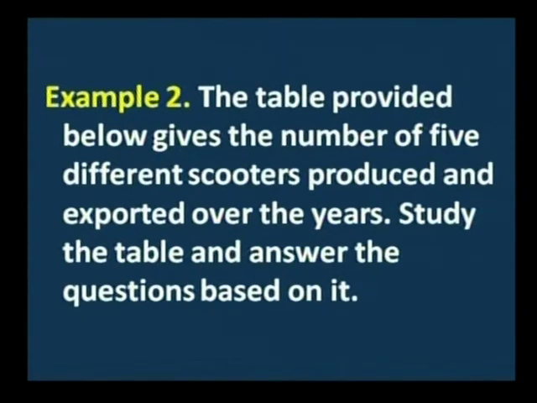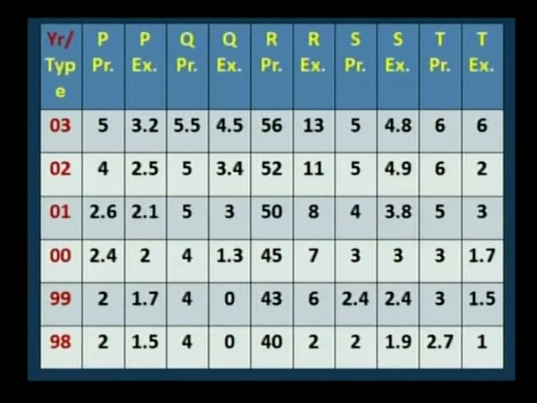I will just repeat the question quickly. The table provided below gives the number of 5 different scooters produced and exported over the years. Study the table and answer the questions based on it. So, this is how you have the table here. Once again, make a note. These are the column headings and these are the row headings. So, you have the data that has been given over different years, each year represented by one row.